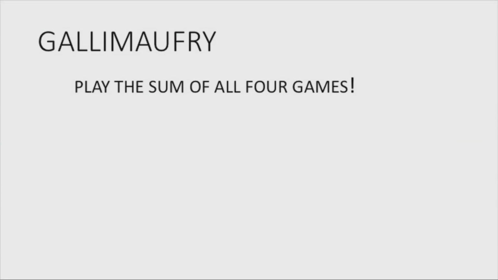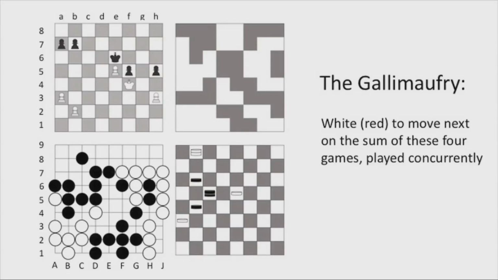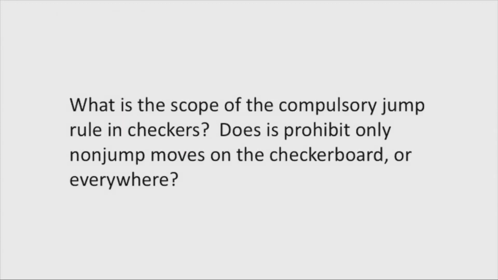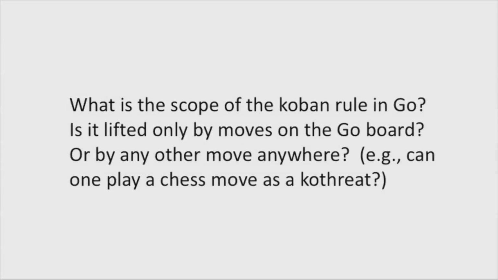Richard Guy calls such a sum of different games a Gallimaufry. You win when your opponent at his turn has no legal move, but the scope of other rules may need further resolution. Does the compulsory jump rule in checkers ban only non-jump moves on the checkerboard, or does it ban all other moves in all component games? The outcome of the Gallimaufry might also depend on the scope of the co-ban rule. I'll leave that as a problem for the assiduous viewer.